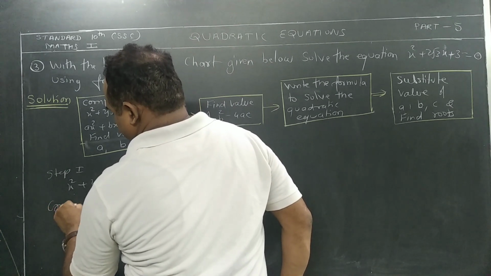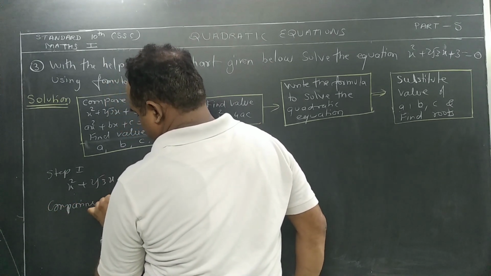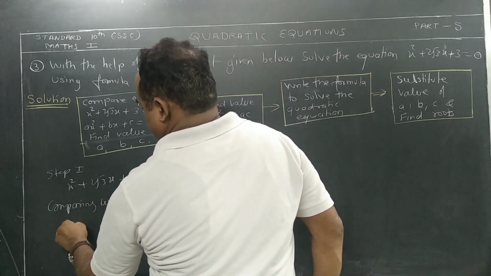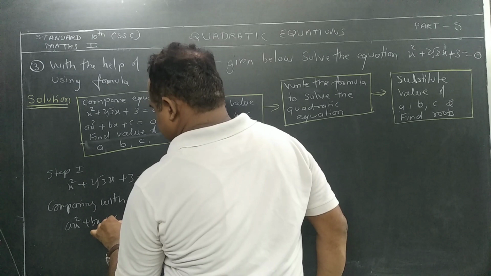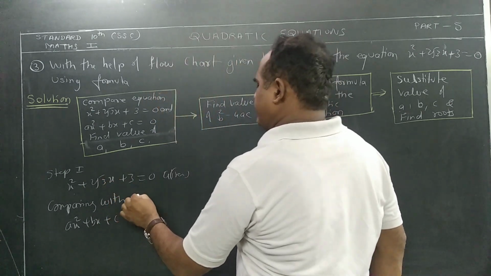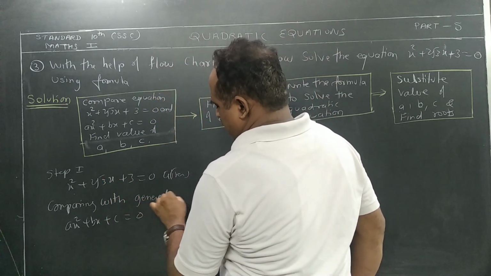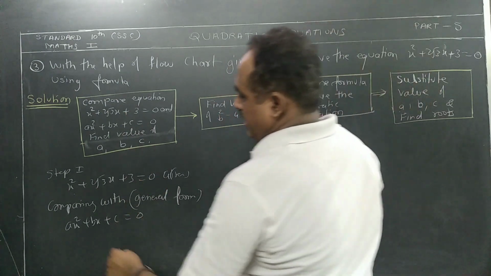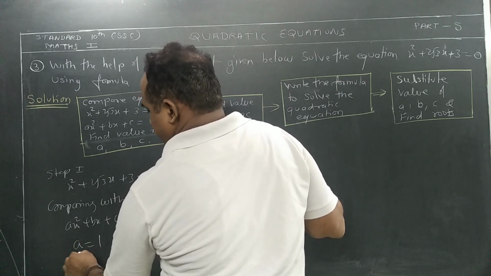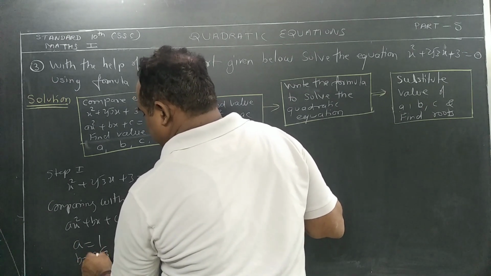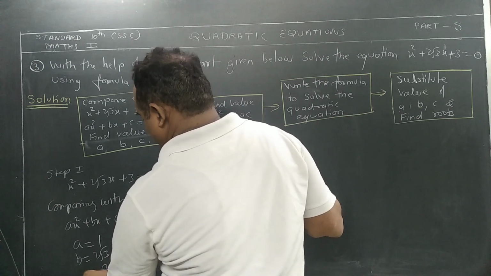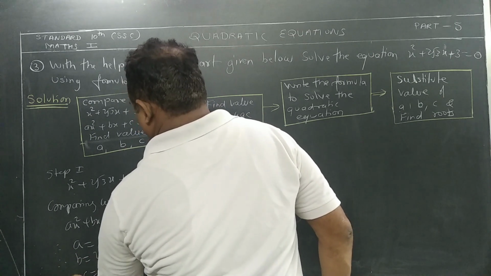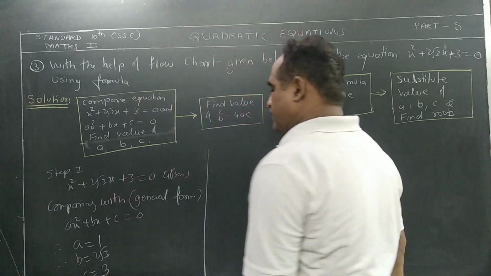Comparing with ax square plus bx plus c is equal to 0. If you want to write the general form, it is okay. If you are not writing, whatever they have written, you can write. What is the value of a? A is equal to 1, b is equal to 2 root 3, and c is equal to 3. This is step 1. Okay? A is equal to 1, b is equal to 2 root 3, and c is equal to 3.